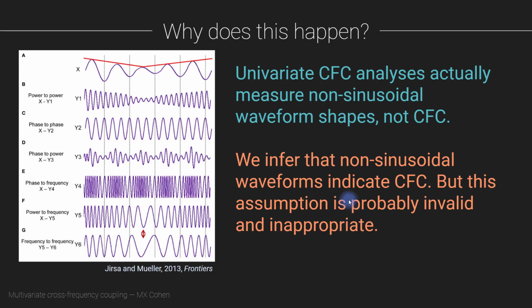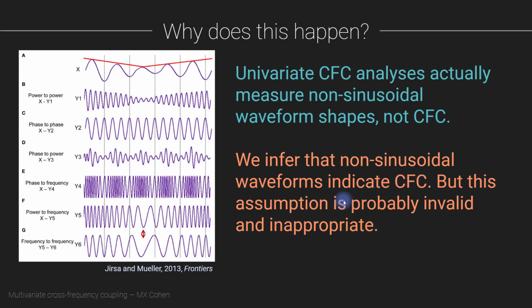I think what's really happening is that when we get our univariate cross-frequency coupling results, they reflect a mixture of true cross-frequency coupling and non-sinusoidal waveform shapes. So I certainly don't want to argue that univariate cross-frequency coupling methods are wrong. The point is that they are not as selective to cross-frequency coupling as we would really like them to be.